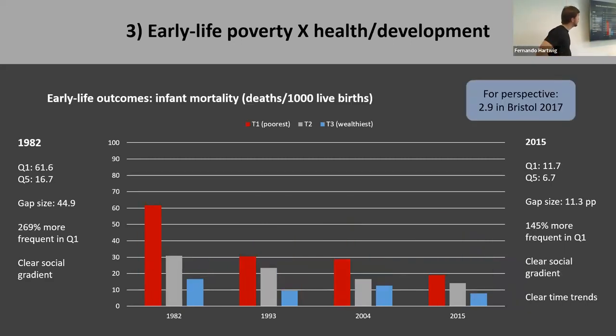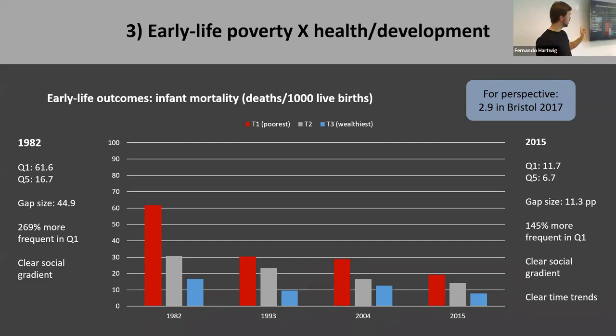Infant mortality, so deaths per 1,000 live births. In 82, among the poorest, it was 62. So 62 out of 1,000 live births died during their first year of life. That's a massive number, that's a huge number, right? And in the wealthiest subset, it was 16.7, still a big number. So, a massive gap size, both in absolute and relative terms, and a clear social gradient.